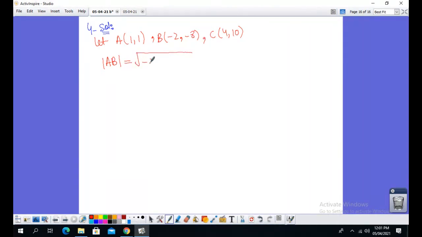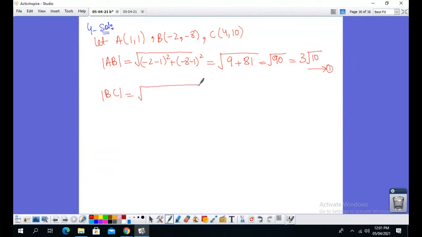The distance between A and B is the square root of (x2 minus x1) squared plus (y2 minus y1) squared, which further means that the square of 3 is 9 and the square of 9 is 81, so it becomes 90, and the square root of 90 can be written as 3 square root 10. We call it equation 1. On the similar pattern, we take the distance between B and C.